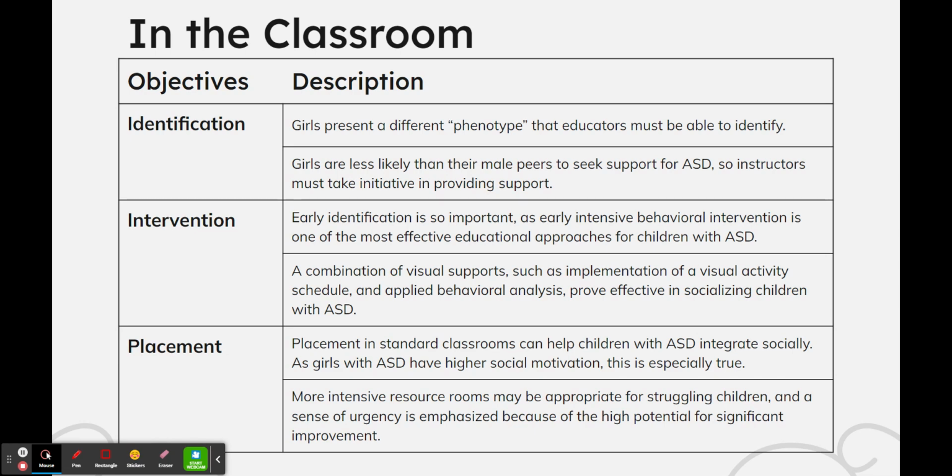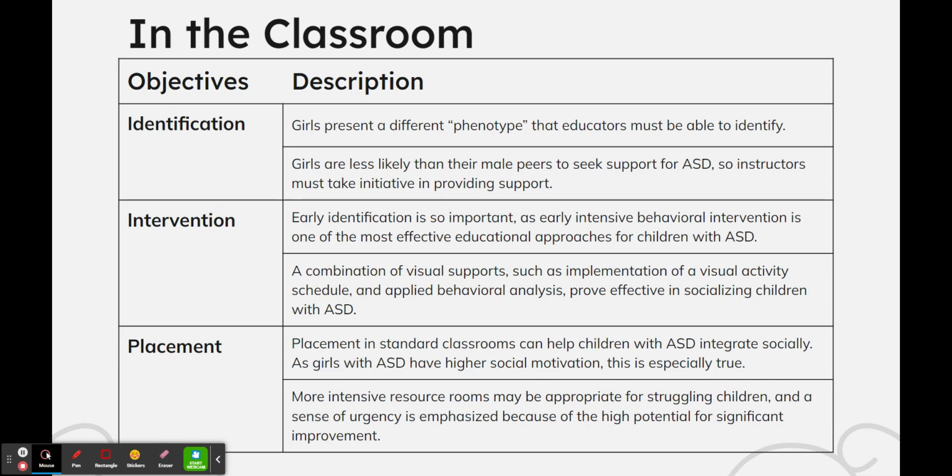Now, to briefly talk about placement. Placement in standard classrooms will be much more common for students with autism, specifically girls with autism, than their male peers. It's already more common for students with autism to be in normal classrooms, but girls especially, because they show that higher social motivation, they are much more intentional about making friends and much more focused on maintaining best friend relationships. And because of this, it is more likely that they will be in the standard classroom where they are able to socialize and have those relationships.